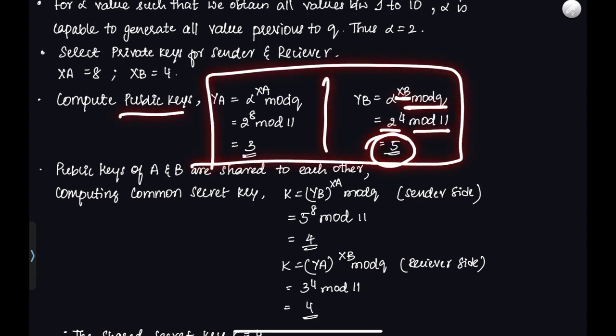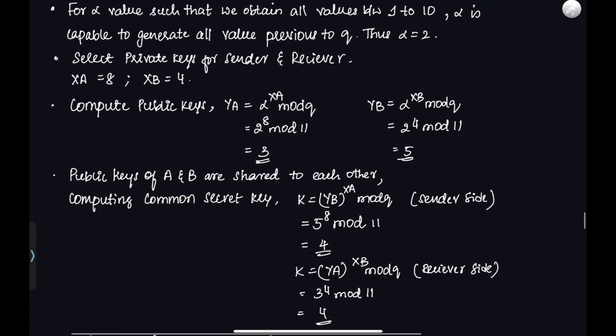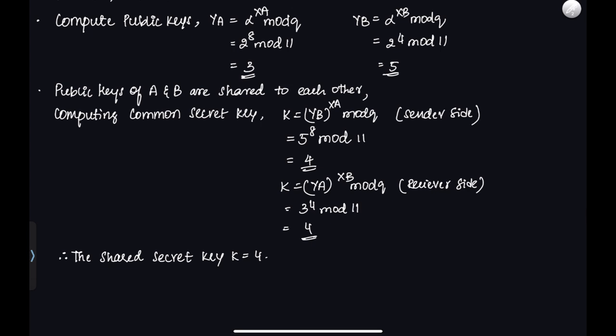So here I have obtained the public keys of a and b both. Now the public keys of a and b should be shared with each other. That was our fourth step, right? So the values are shared now. A has got the public key of b, and b has got the public key of a.